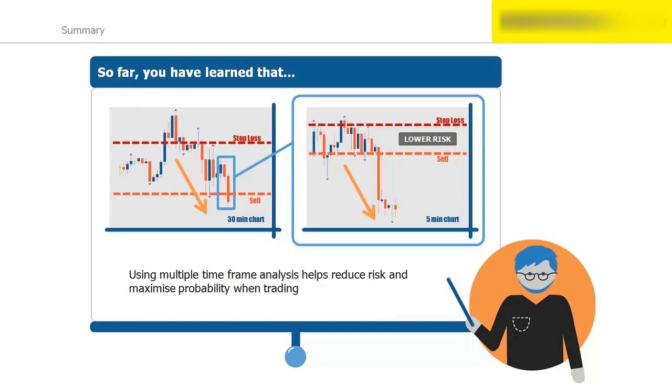Using multiple timeframe analysis helps reduce risk and maximize probability when trading. Following the trend on a higher time frame, trading in the direction of that trend on the lower time frame will likely produce higher probability trades in the long term. A stop loss on a 5-minute chart will be closer to the entry than it would be if you entered using the 30-minute chart alone, allowing you to reduce your stop size.